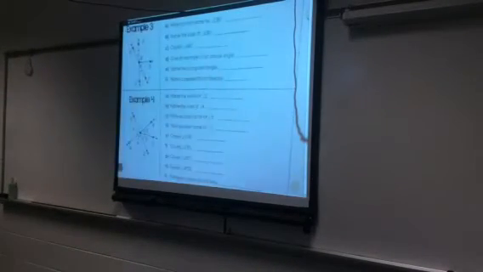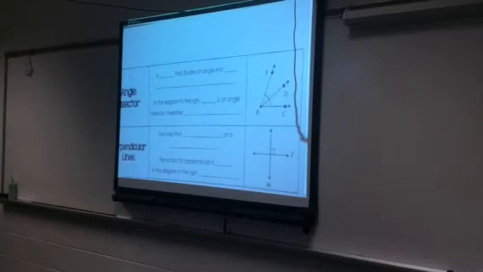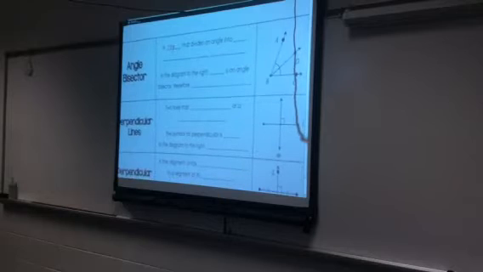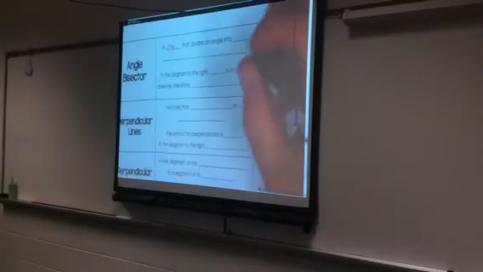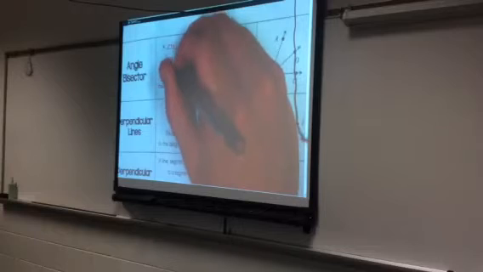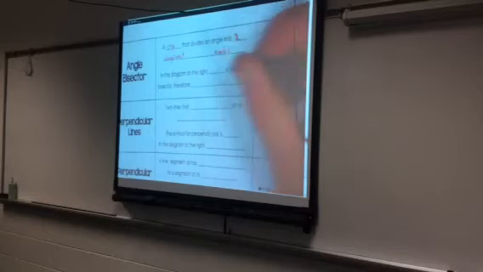Now if you flip over, we had segment bisectors last week. This week we have angle bisectors. So it's going to do the same thing as a segment bisector did. It's just now it's an angle, but it's a ray that divides an angle into 2 congruent, which means equal, angles.